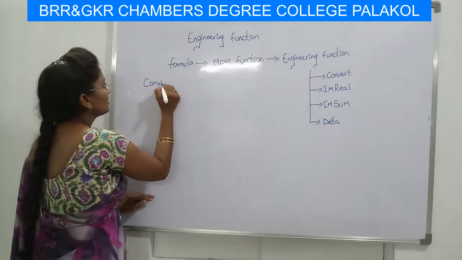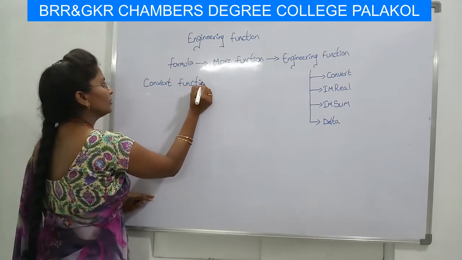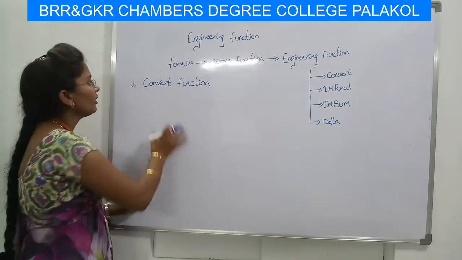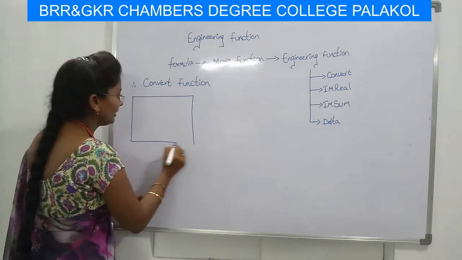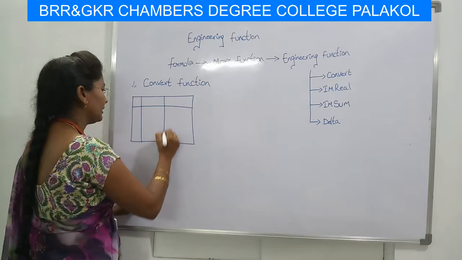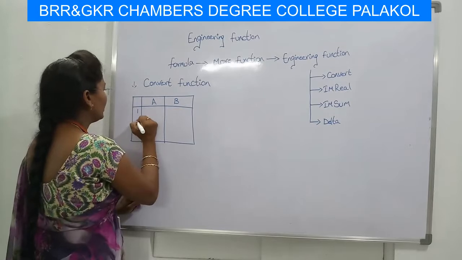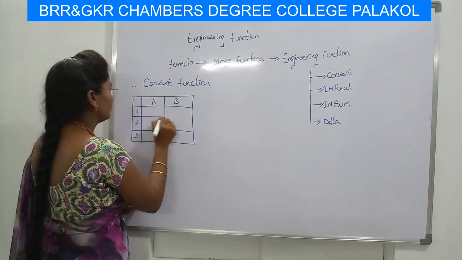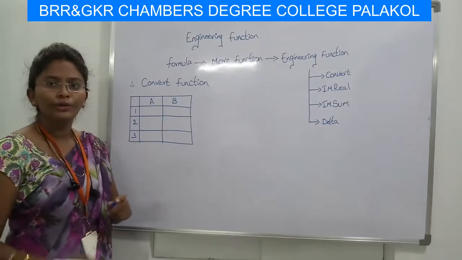The first one is convert function. This is the first function. Here, first take some data in the Excel sheet. Here I am taking the sample Excel sheet over here: column A, column B, row 1, row 2 and row 3.